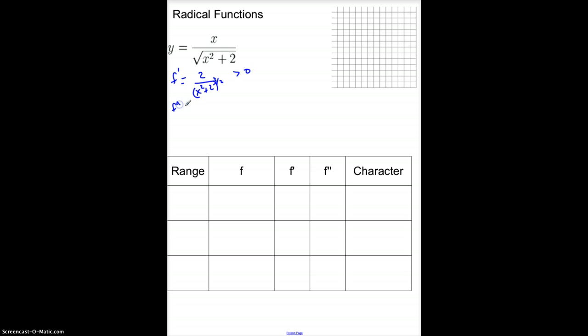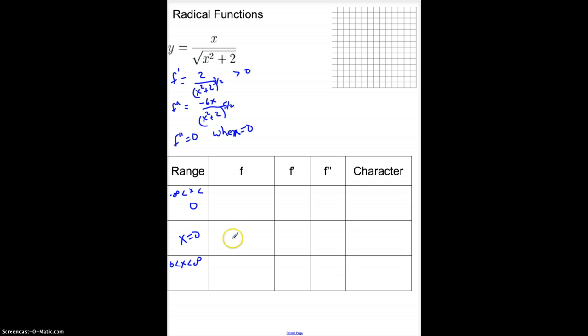The second derivative is negative 6x divided by (x squared plus 2) to the 5 halves. So I know it's always increasing, but I realize I'm going to have an inflection point, and that inflection point is going to be when f double prime is 0, when x is 0. So let me look at negative infinity to 0, let me look at what happens when x equals 0, and then from 0 on to infinity.